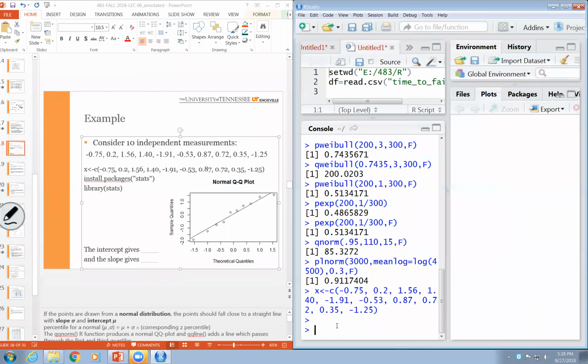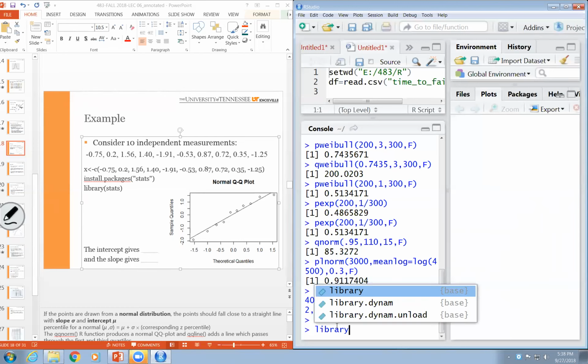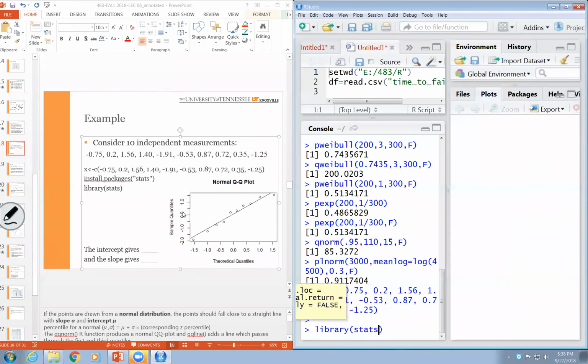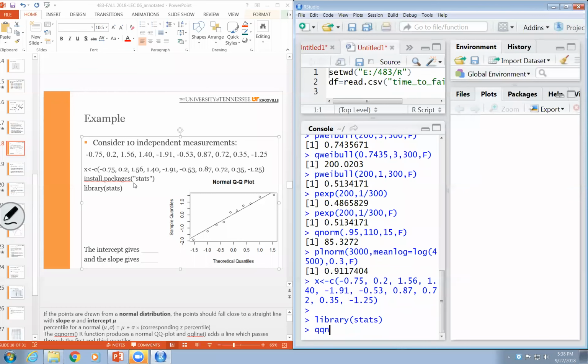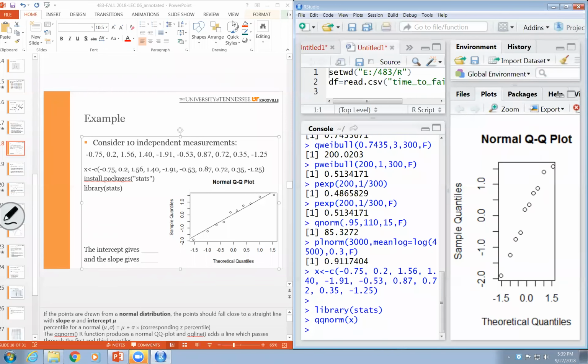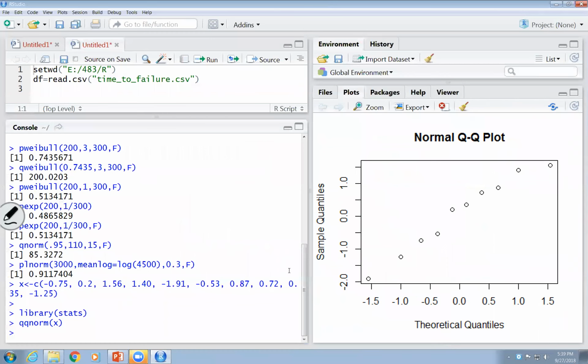You're going to need the package stats. First, let's see if it's installed. library(stats). Oh, it's already installed, so I'm just going to call that library. If it's not installed, you can install it with install.packages with stats in quotation marks, and it will install it for you. The only thing you need to call to do everything is qqnorm. There we go, it plots for you. Does it look linear? More or less, right? Linear enough.